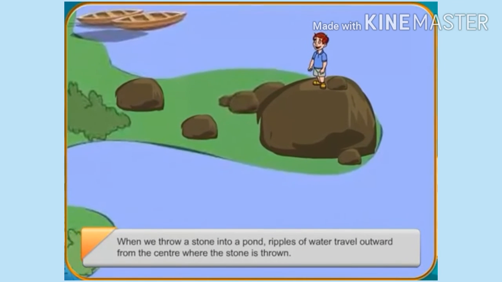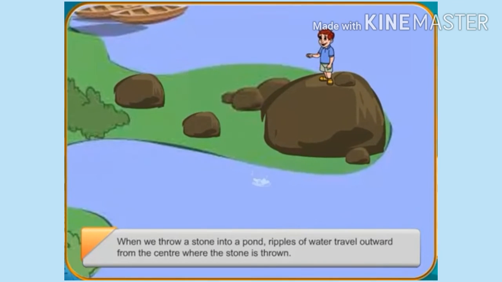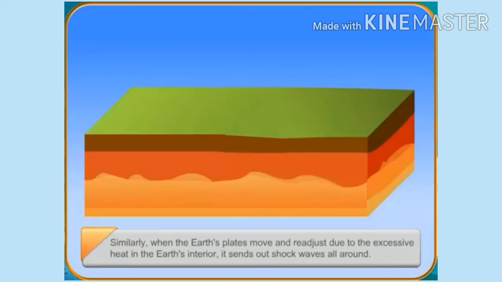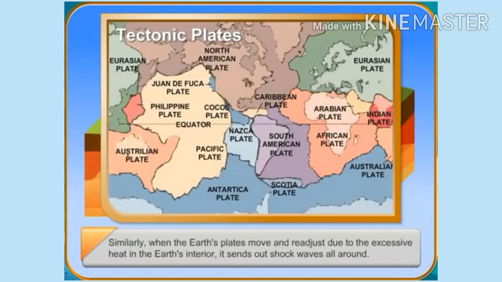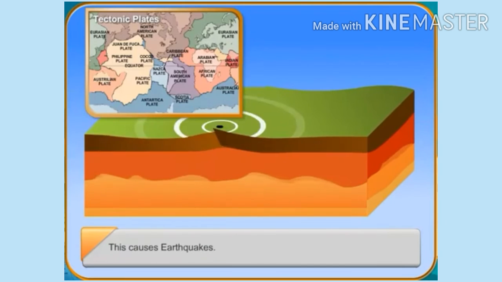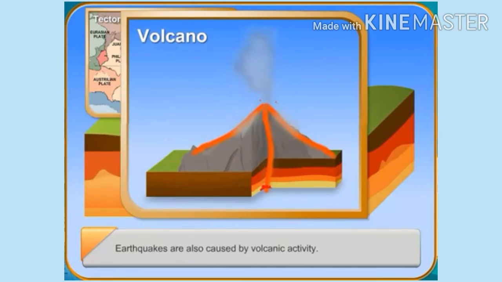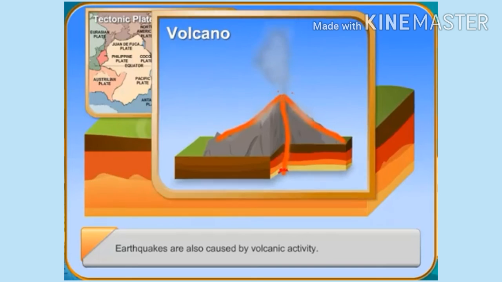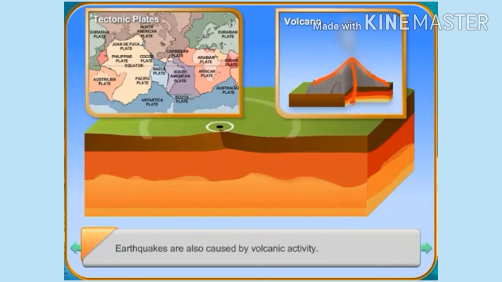When we throw a stone into a pond, ripples of water travel outward from the center where the stone is thrown. Similarly, when the Earth's plates move and readjust due to the excessive heat in the Earth's interior, they send out shock waves all around. This causes an earthquake. Earthquakes are also caused by volcanic activity.